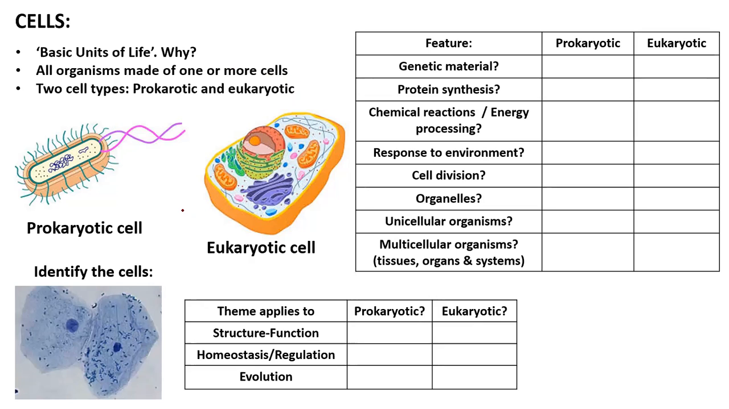We have two types of cells, prokaryotic cells and eukaryotic cells. This you probably remember from last semester. So I'd like to do a little poll here. Actually, before I do that, let me show you here. You remember your cheek cells from last year?